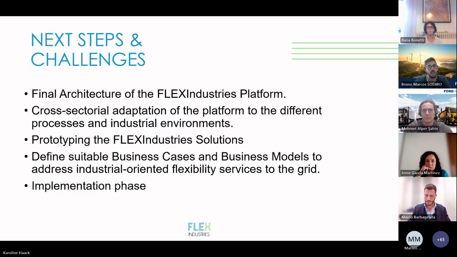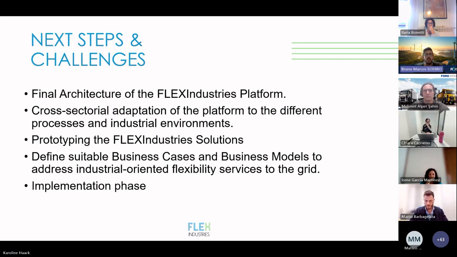Next slide, please. So as we are entering this second phase of the project, what we are now facing is the final architecture of the platform. After having some feedback between demo sites and developers, we find that we could make some tuning regarding what was thought during the proposal phase. So we are in this retrofitting process, adapting also towards the expectations of the stakeholders. We've seen a great challenge in the cross-sectorial adaptation of the platform, because different processes and different industrial environments create those challenges, of course, of making something that is highly replicable and adaptable to the needs of the solutions.